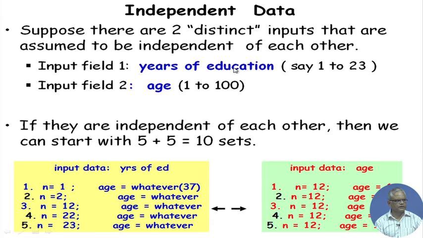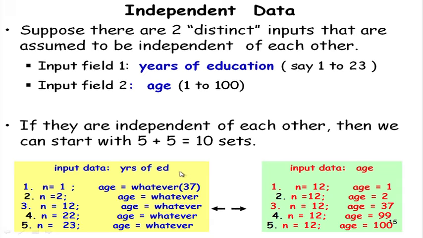Now, let us say we have 2 variables. One is years of education and age. These are 2 parameters which a function takes: years of education, which can be 1 to 23, and age, which is 1 to 100. So, what will be the boundary values? We have two input data, one is years of education and the other is age.